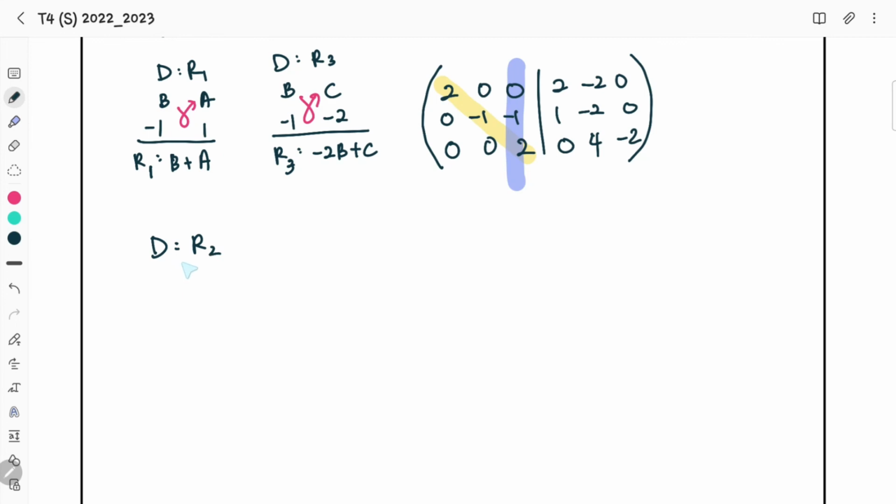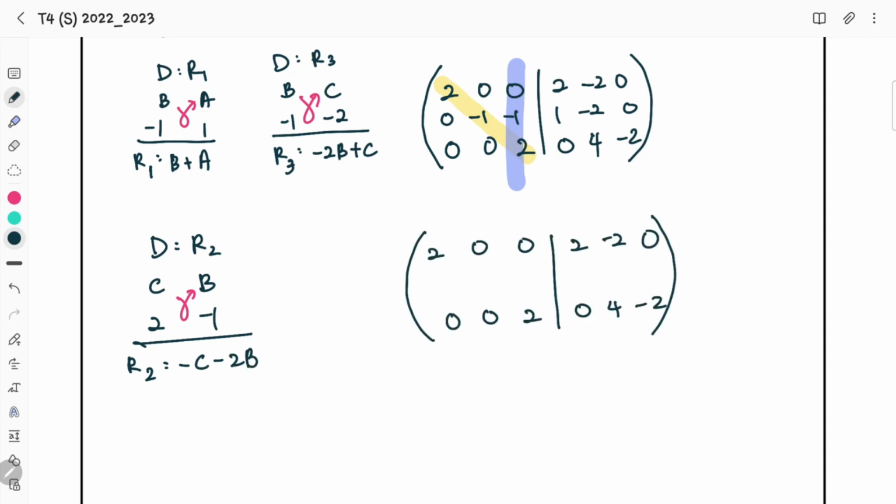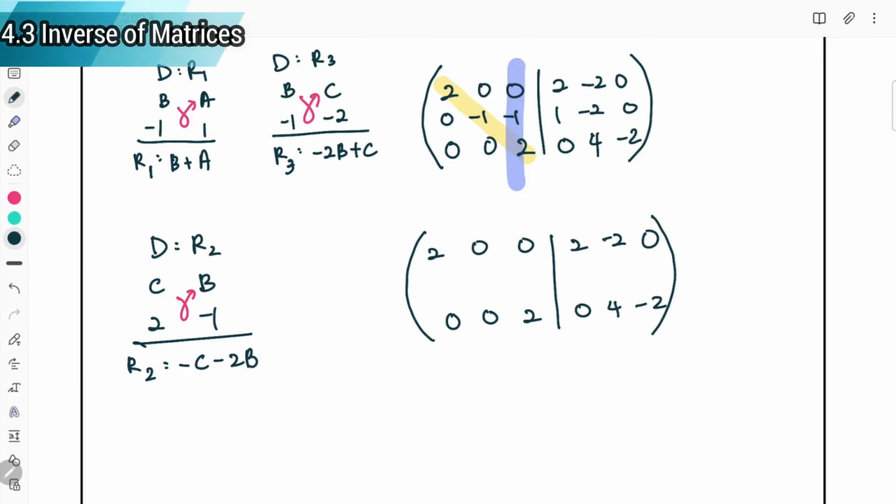So the diagonal, and then the ones outside the diagonal are R2 and R1. But since R1 is already 0, we will not change it. Just let it be, and we focus on row 2. So the diagonal is C and row 2 is B, and the entries are 2 and negative 1. So the formula is negative C minus 2B. We are not going to change row 1 and row 3, so just copy them there.